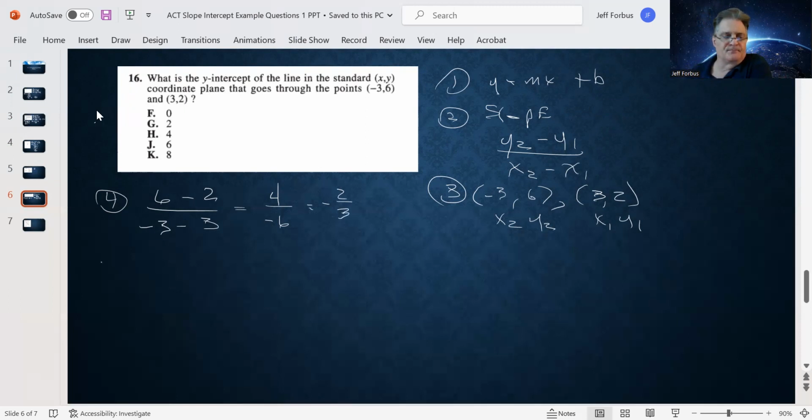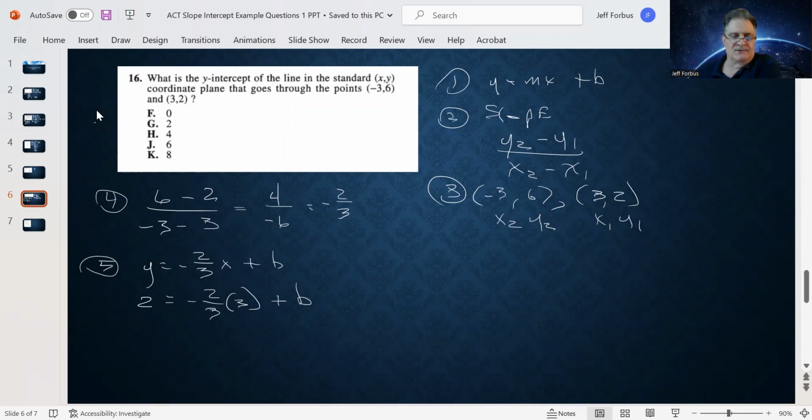So now we know part of our equation, y is equal to -2/3 x plus b. Well, we need to find what is the y-intercept? We need to find b. So you can take one of your points and plug it into the equation. Let's take (3, 2). So when x is equal to 3, y is equal to 2.